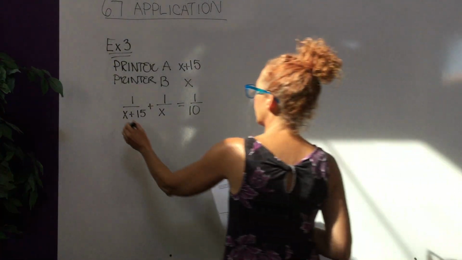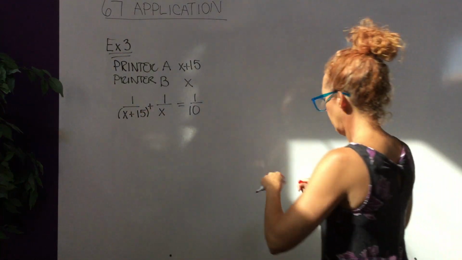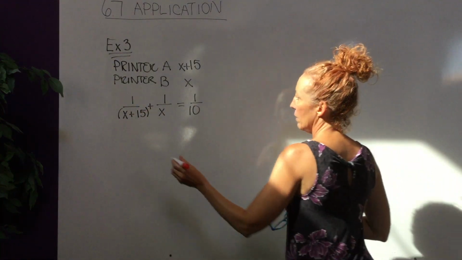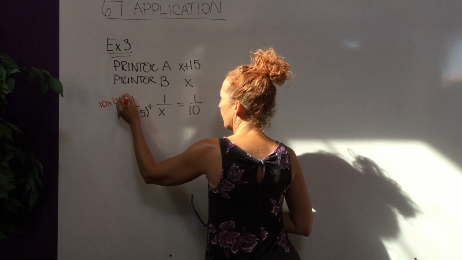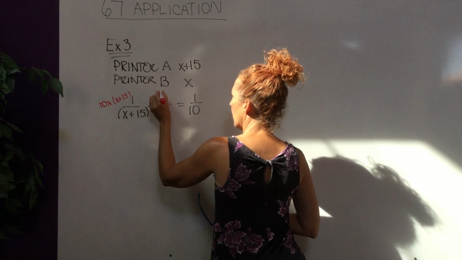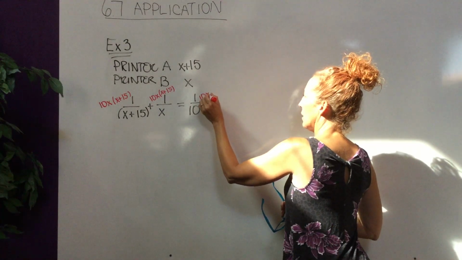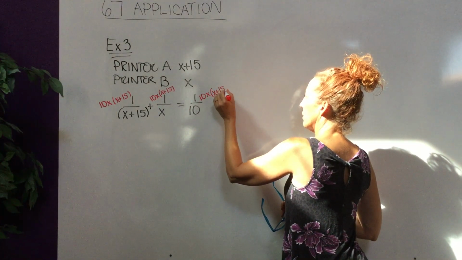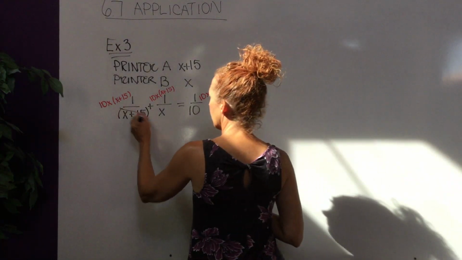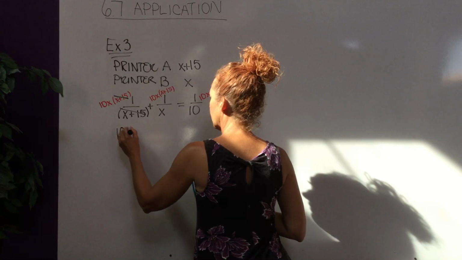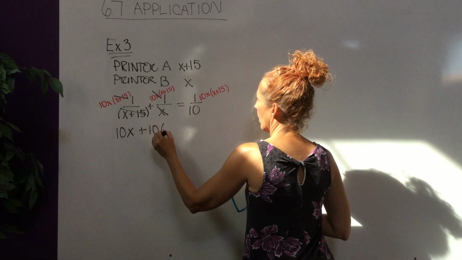Go ahead and put parentheses around here, and let's multiply through by that LCM. So we need a 10, an x, and an x plus 15. Let's cross out our common factors, and then we can write what's left.